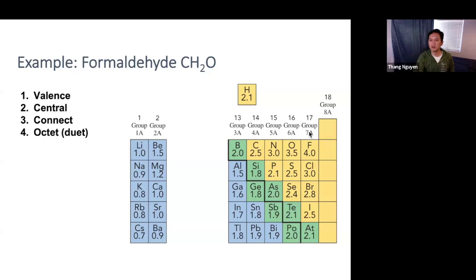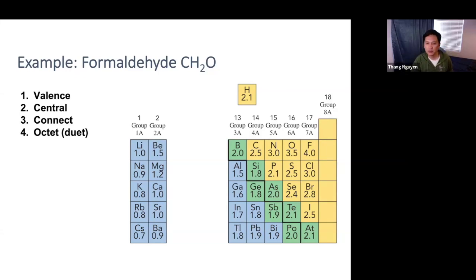So for example, group 7A, 7 valence electrons, 6A, 6 valence electrons, 5A, 5 valence electrons, and so forth. These numbers here, don't worry about them. We will use them in a bit. They are a new idea, so just ignore them for now.